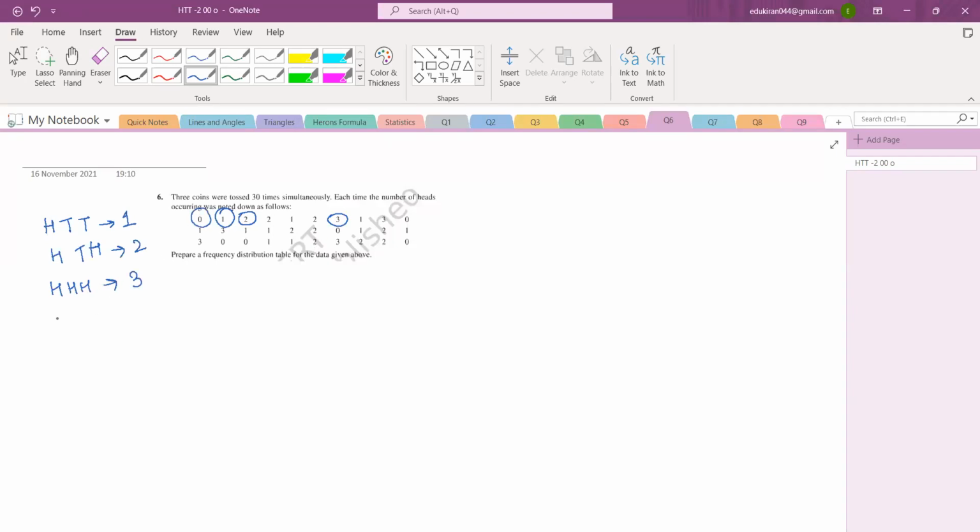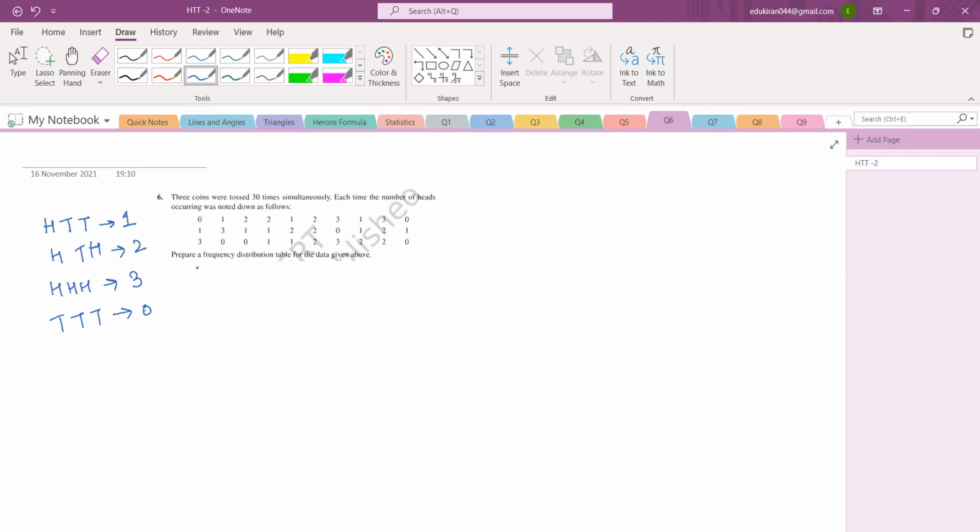And 0 in the data means all tail came. There was no head. So that is called 0. So have you understood what is the data? Right. So you can also write it as a side note in case you want to write in your copy. So this combination means 0 head.